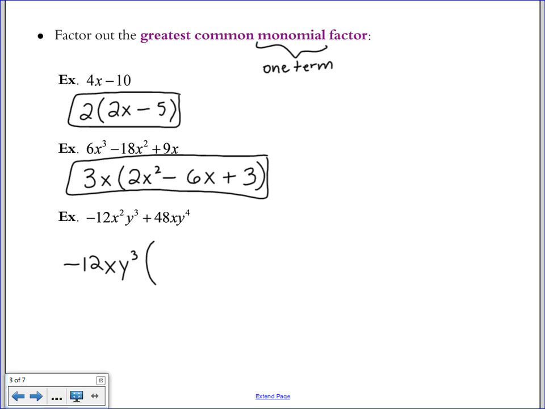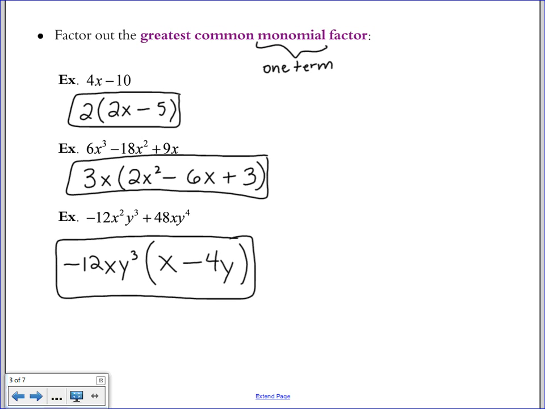Divide each term by negative 12xy cubed, and all you'll be left with in the first term is one single x, and what you'll have left in the second term is minus 4, because positive 48, when you divide it by negative 12, is minus 4, and a single y will be left over there. So this is written as a product.